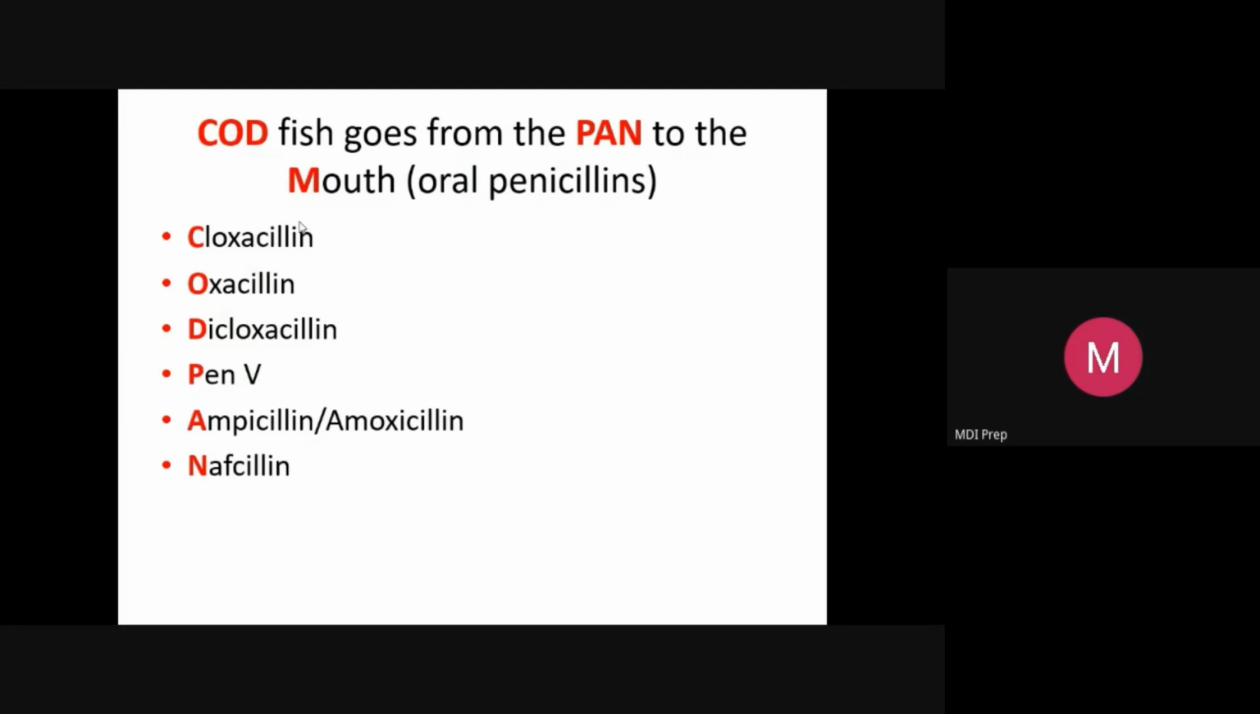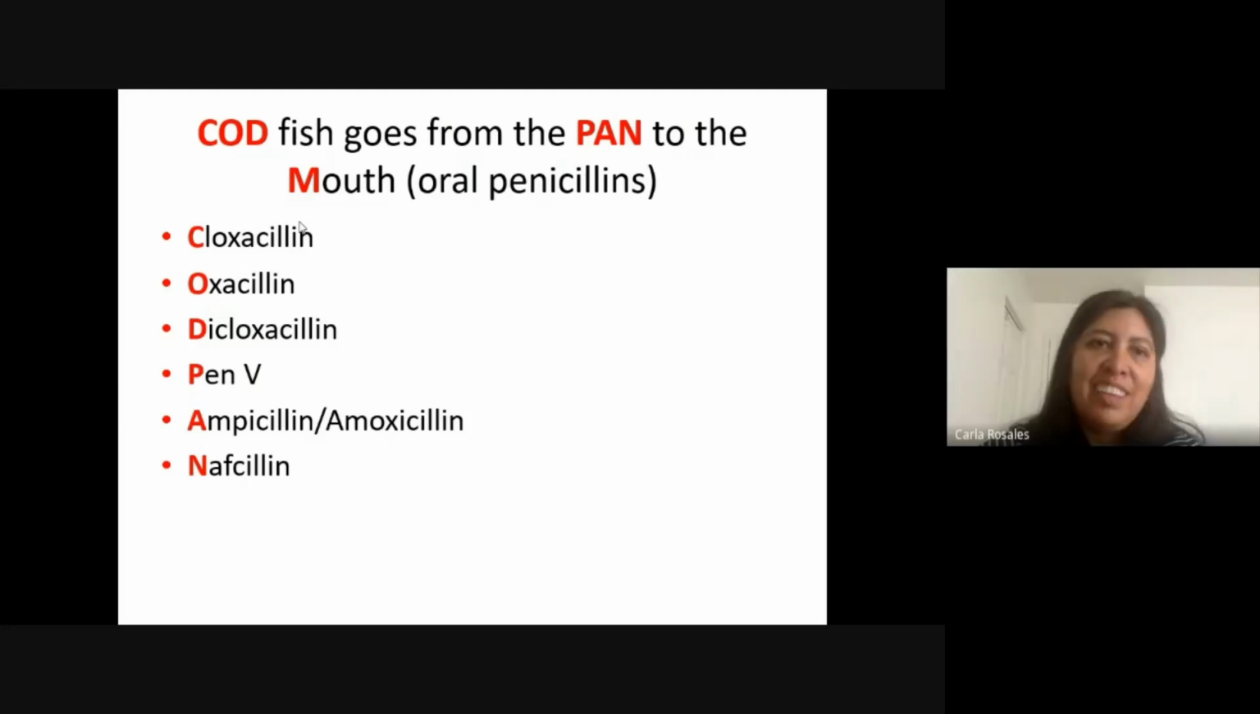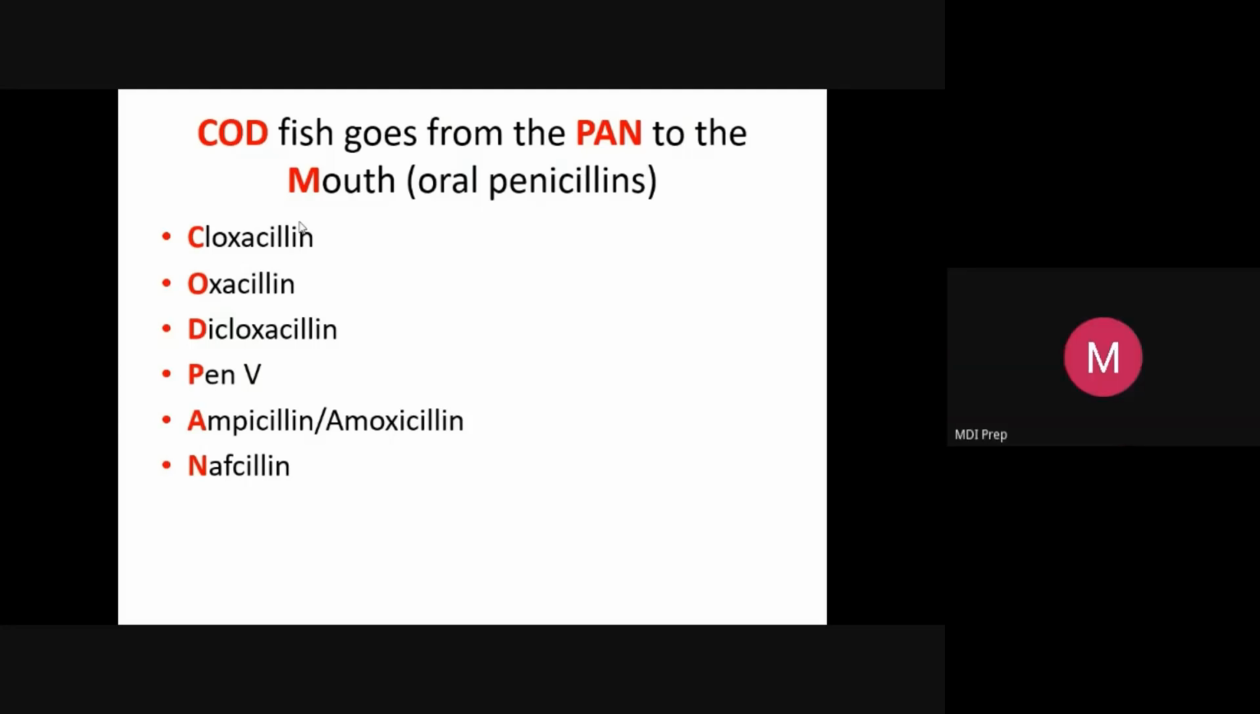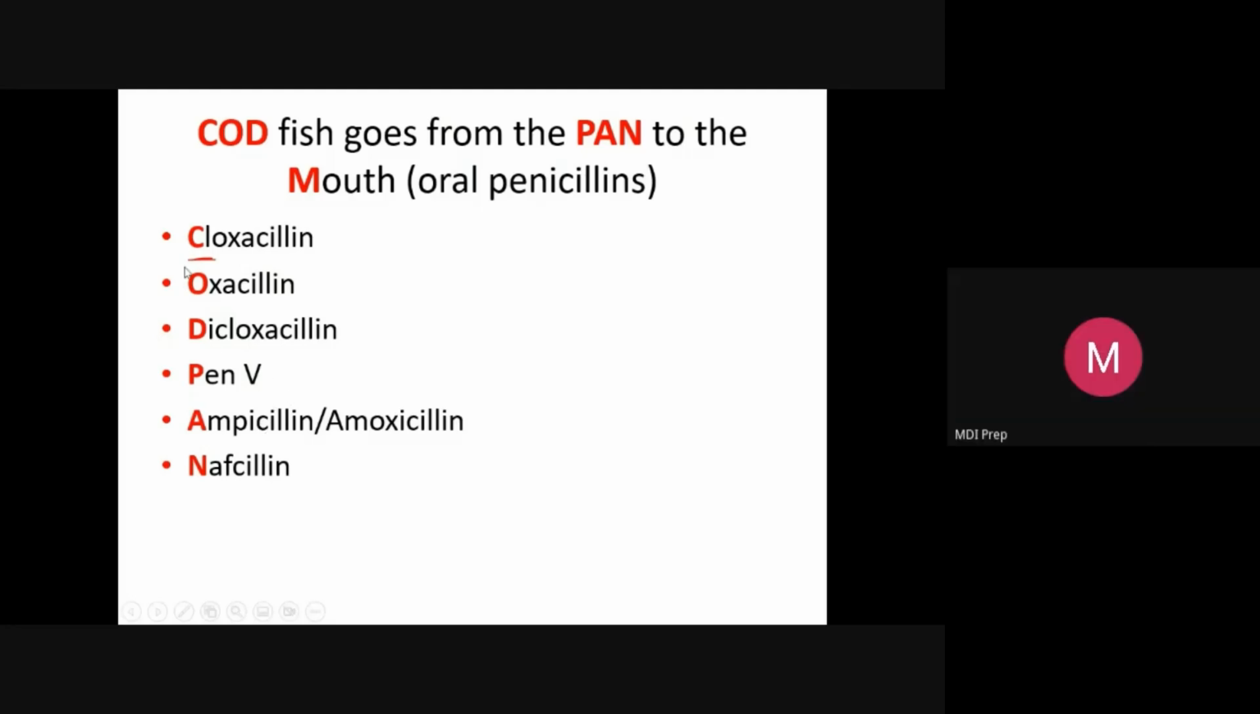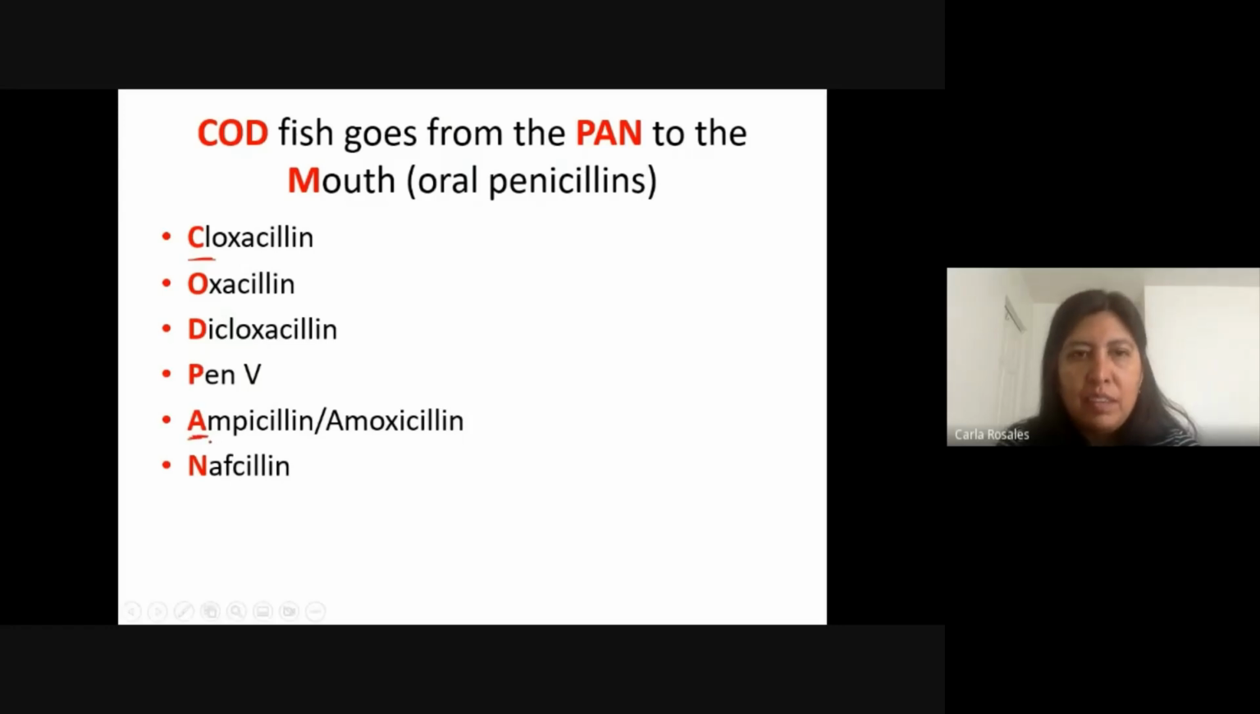Now, you don't have to memorize the orals if you already know your IVs, right? So if I already know which ones are IV, I don't have to memorize. So for instance, if I see cloxacillin, it's not part of my IV, is it? No, it's not. So it must be oral. So that's how you look at that, okay? Now you remember I told you ampicillin could be IV or oral. Yes. All right, good.